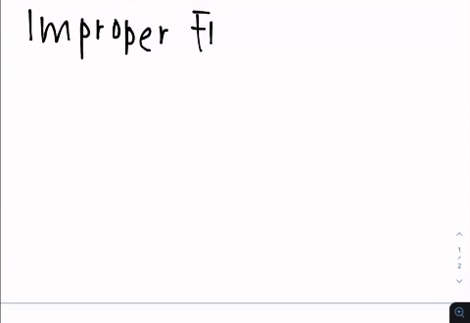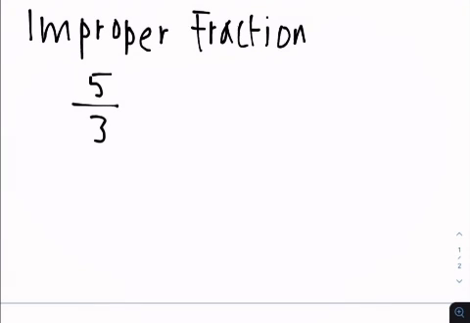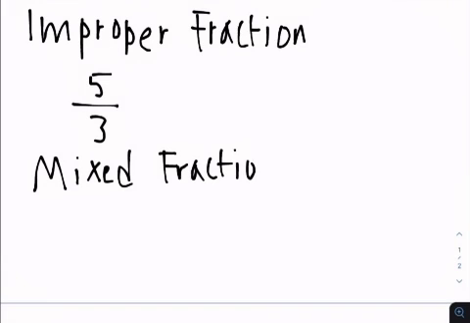Improper fractions have a numerator that is larger than the denominator. So for example, 5 over 3, since the 5 is greater than the 3. And mixed fractions are expressed as a whole number plus a proper fraction. For example, 2 and 1/3.